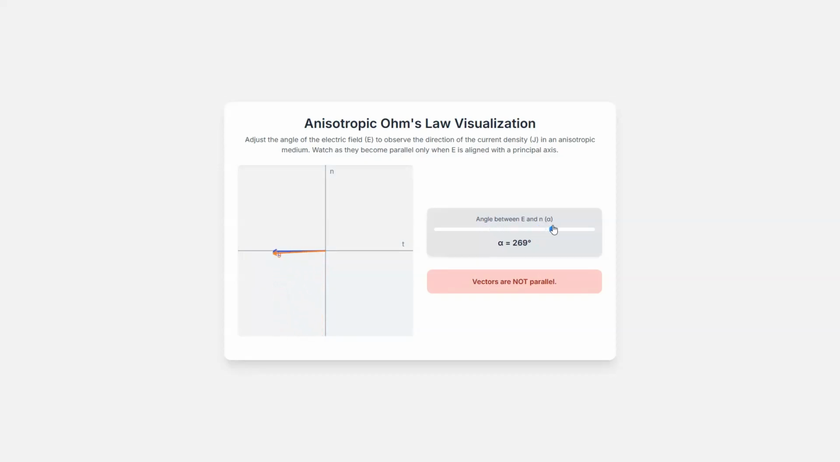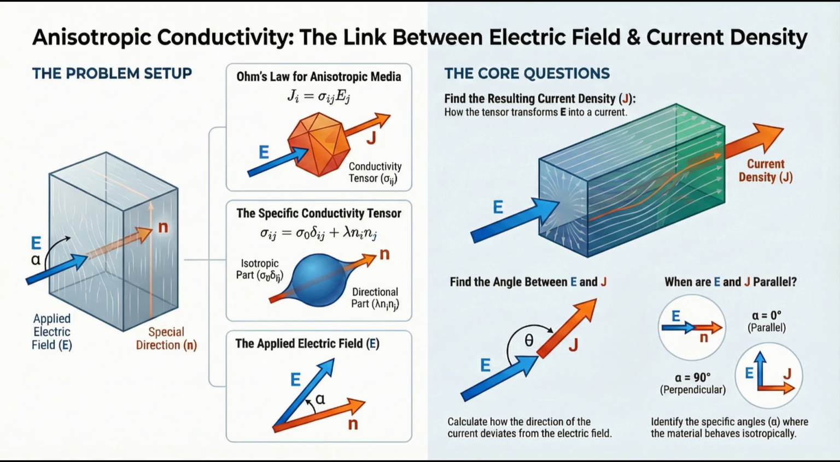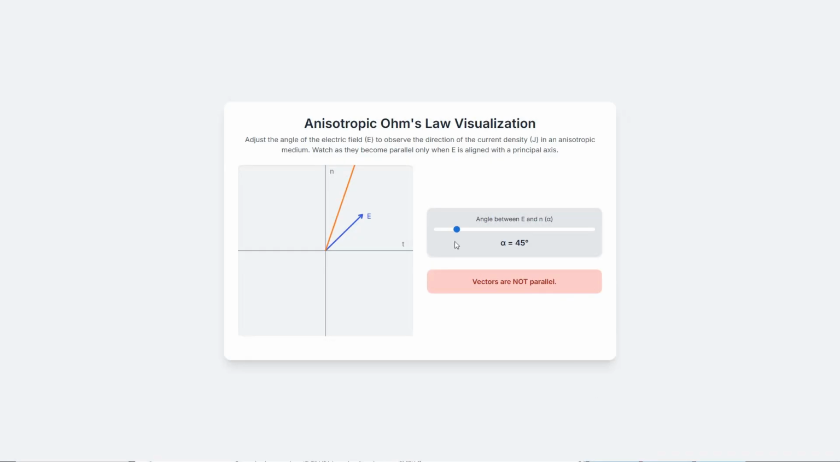And finally, do they ever line up? Yes, but only under a very specific condition. The current density and the electric field only become parallel when the electric field is pointed exactly along one of the material's principal axes. Think of these as the natural, easy flow directions within the material itself. This framework provides the essential mathematical basis for analyzing current flow through materials where directionality matters.